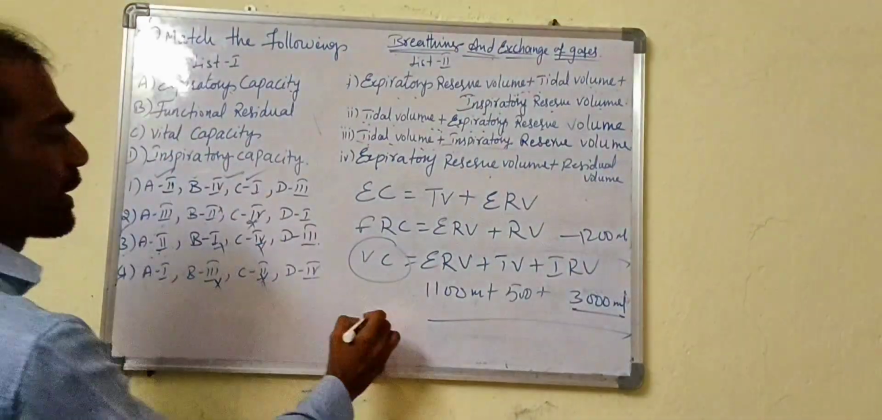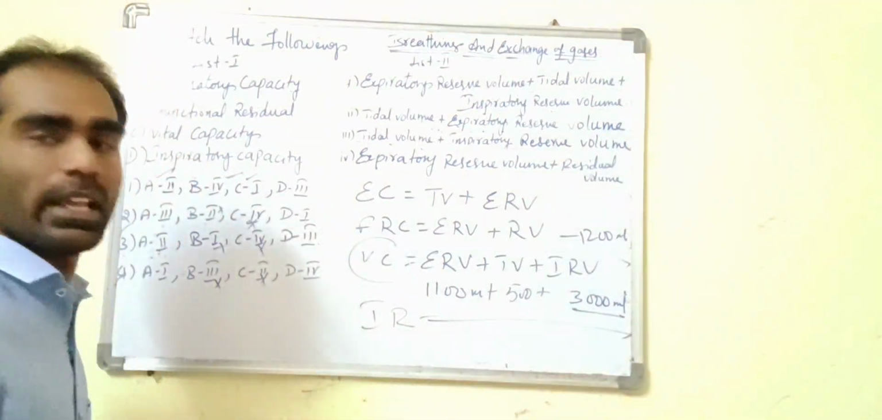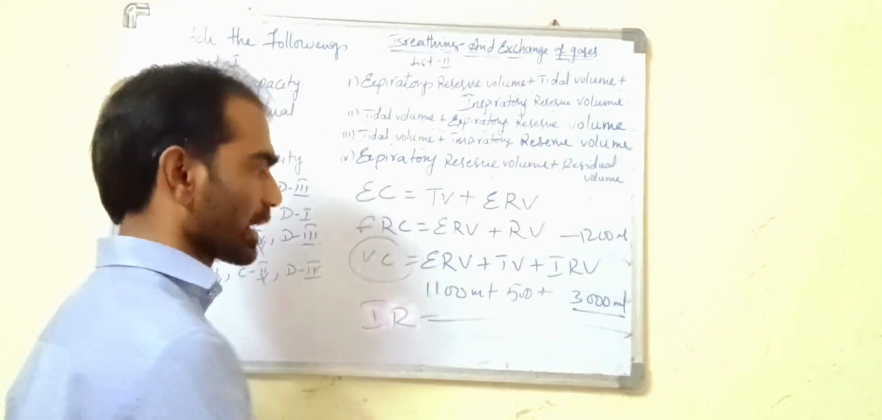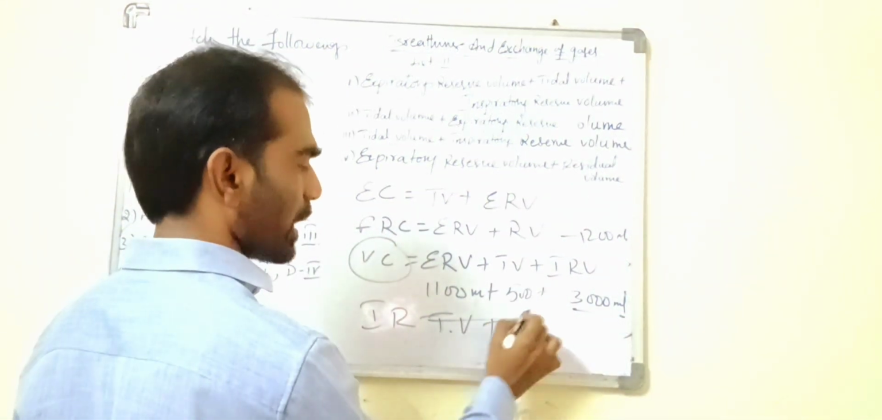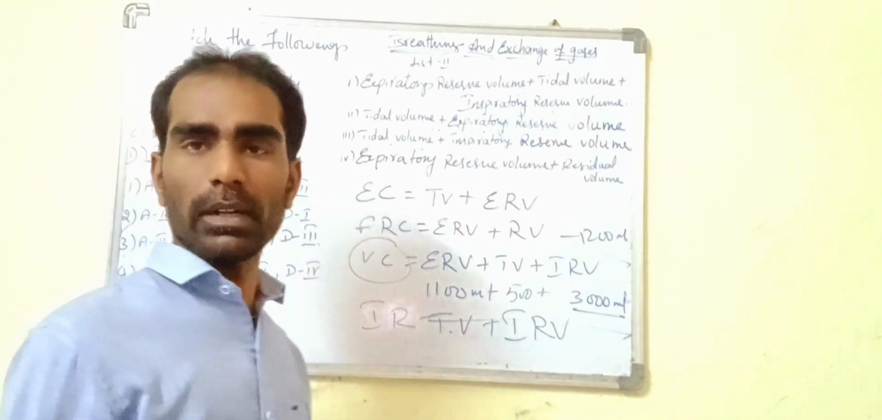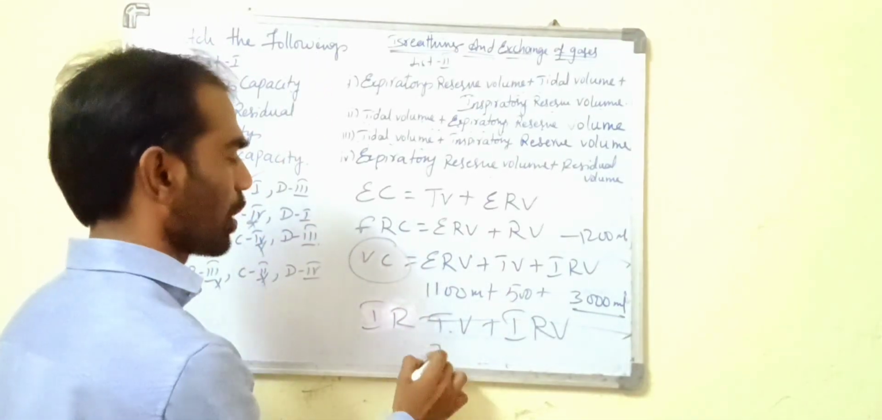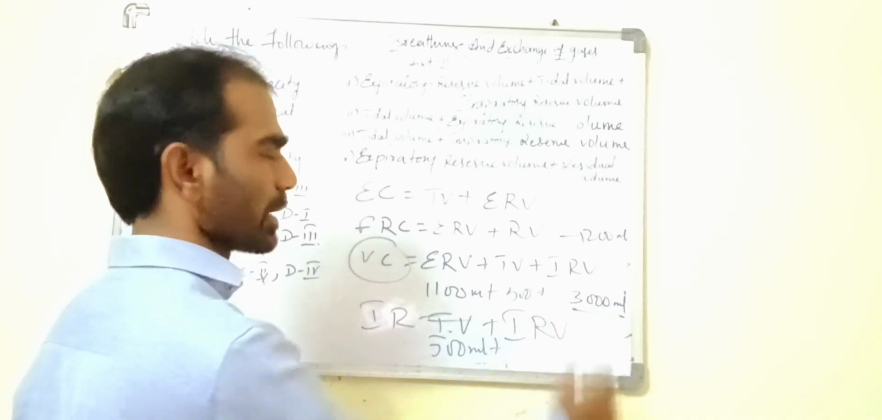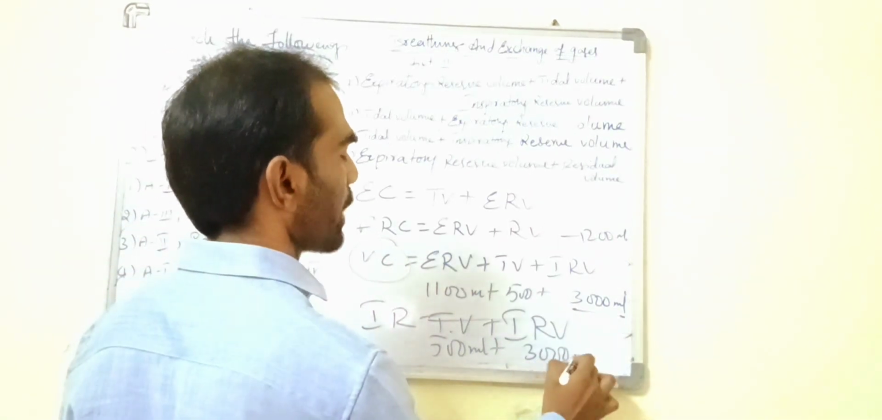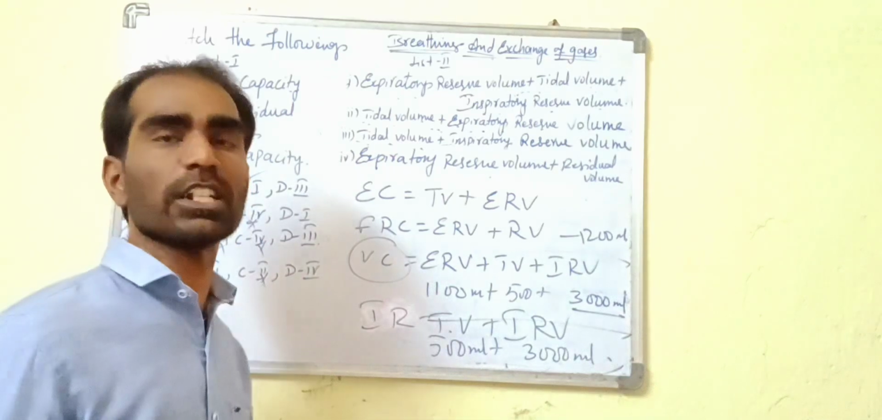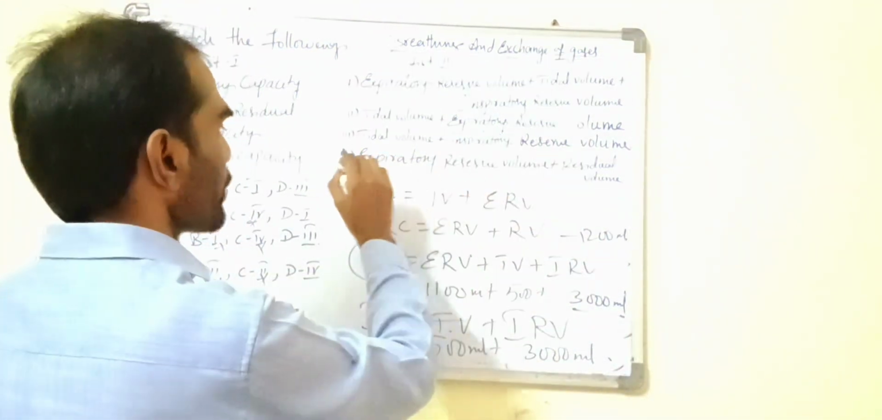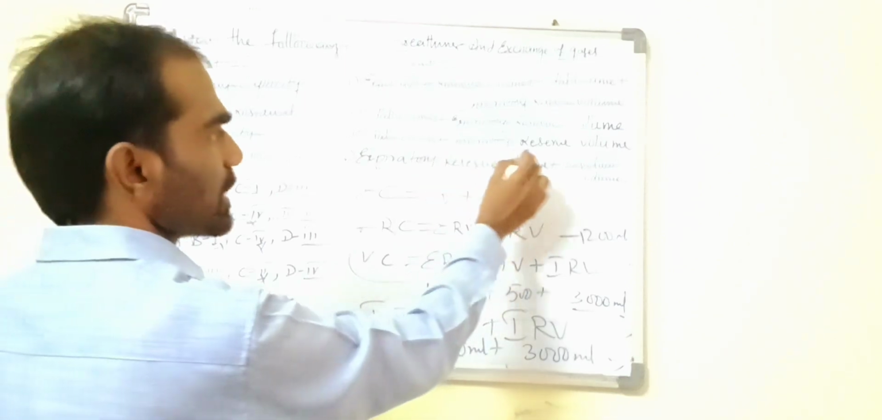What is the inspiratory capacity? Inspiratory capacity indicates tidal volume plus inspiratory reserve volume. The normal tidal volume, as I already told you, is 500 ml, plus inspiratory reserve volume, nearly 2500 to 3000 ml. Now find out where the inspiratory reserve volume is in this. Yes, it is indicating tidal volume plus inspiratory reserve volume.